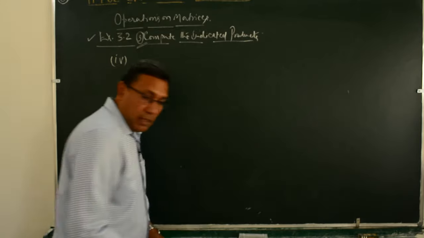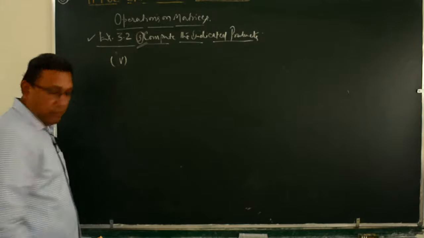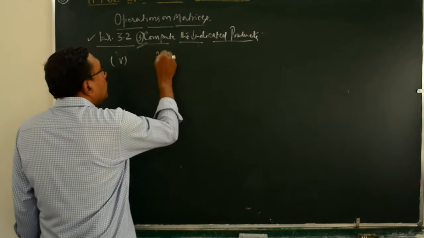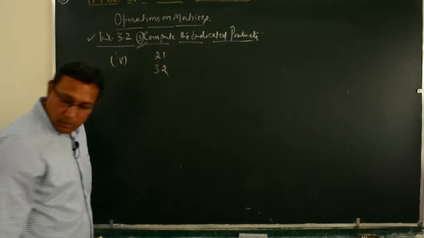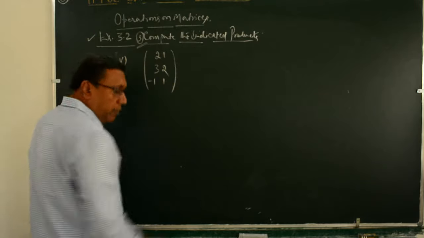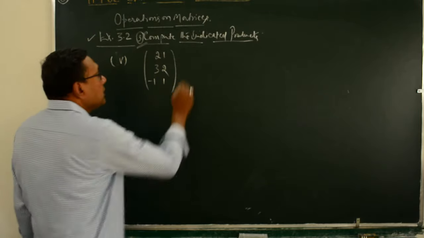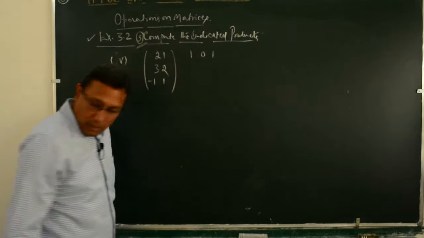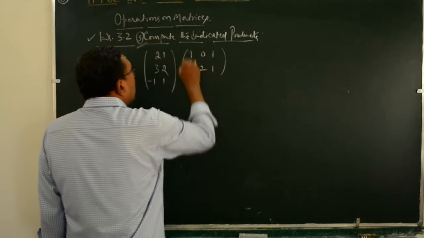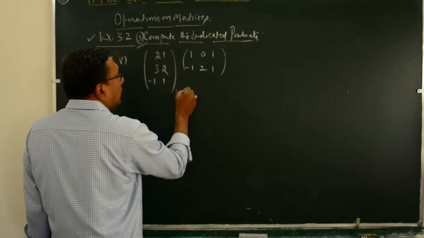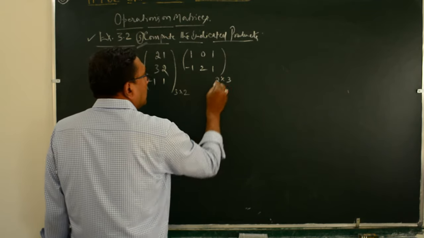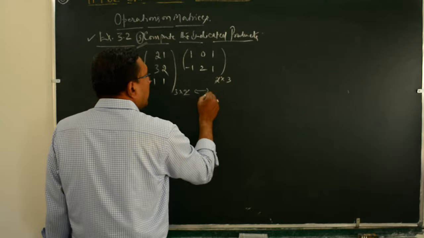Let us check the fifth problem, what is given. It is the matrix 2 1 3 2 and minus 1 1, which should be multiplied with 1 0 1 and minus 1 2 1. You see there are 3 rows and 2 columns here, and here there are 2 rows and 3 columns. So the resultant matrix will be 3 by 3.